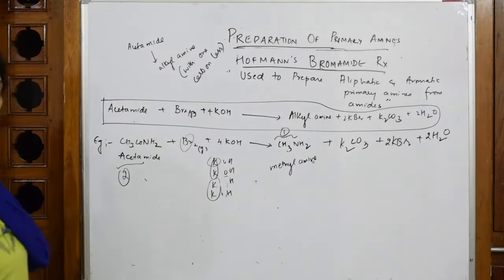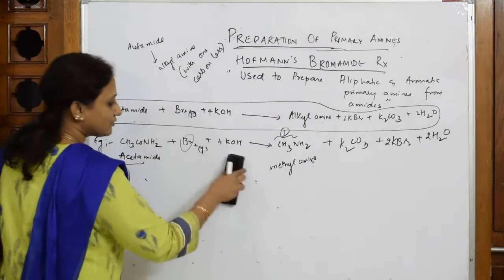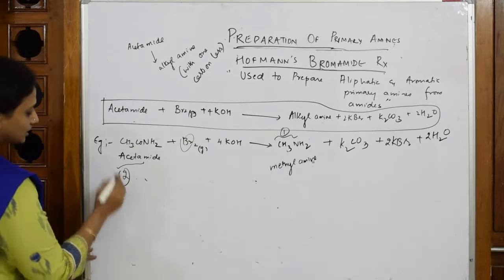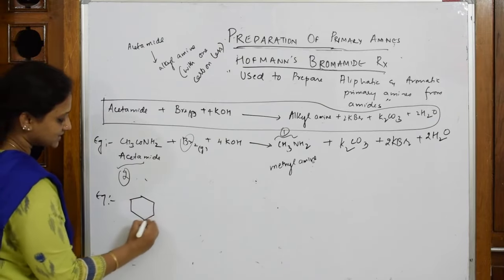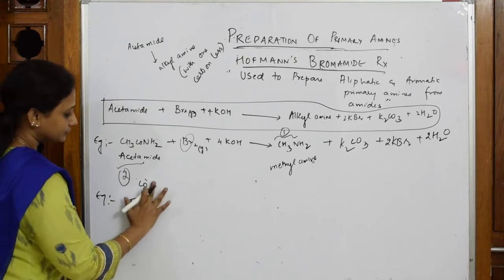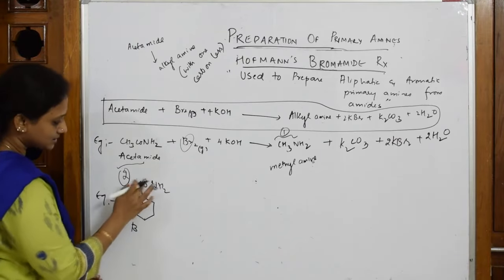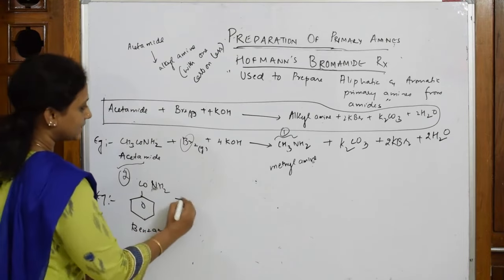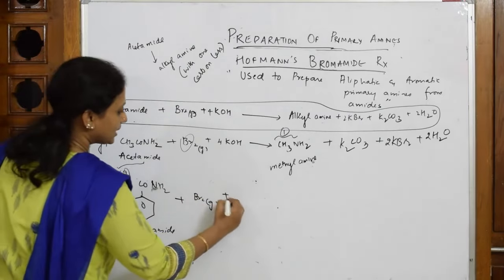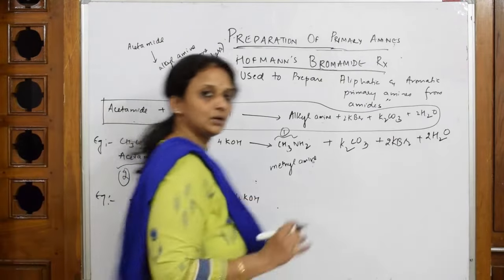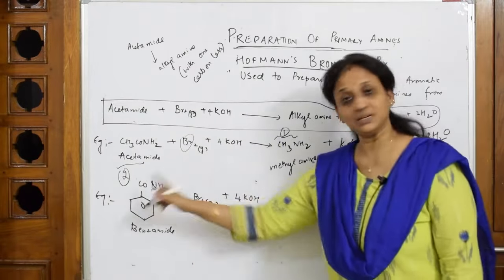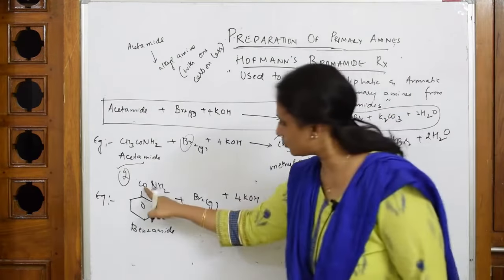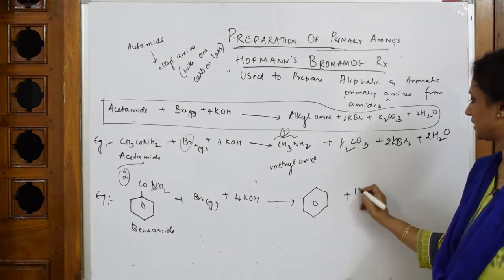So this is your Hoffmann's bromamide reaction. Now suppose I have to prepare, this is your aliphatic amine, isn't it? Now let us prepare an aromatic amine. So for that, what am I going to do? I'm going to take benzamide. This is CONH2, benzamide. To this benzamide, I am going to add bromine gas again. You add 4 KOH, same thing. Here you are going to get 1 carbon less, careful. So you are going to prepare the benzene ring. This CO comes out as potassium carbonate, as I explained earlier.